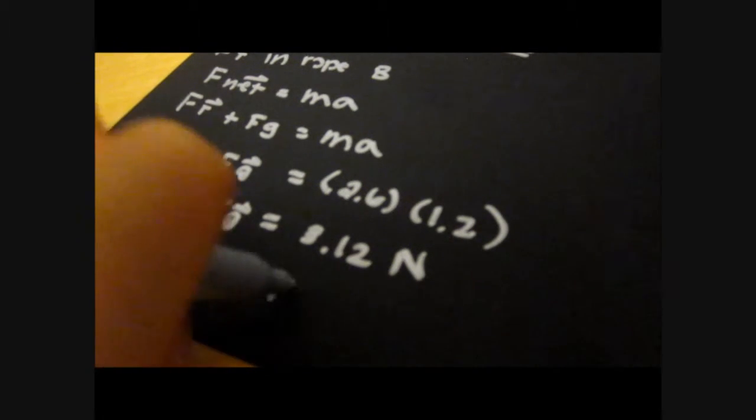And then again, as always, move the force of gravity to the other side of the equation to isolate for the force of tension. Your force of gravity is going to be the mass of block B, 2.6 kilograms, times 9.81 down. And simplify those values and you'll get 29 newtons.